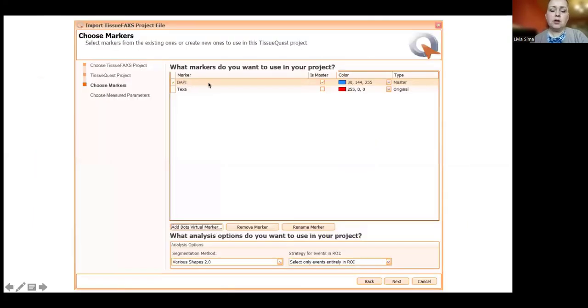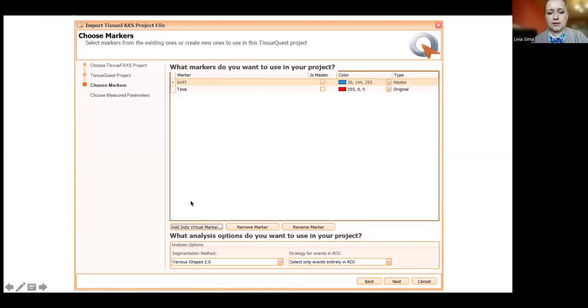By default, when the TissueQuest software is started, you already have in the markers list DAPI for nucleus and TEXA as the channel where your signal for gamma H2AX will be quantified, because these are the two channels that were used for the scanning.